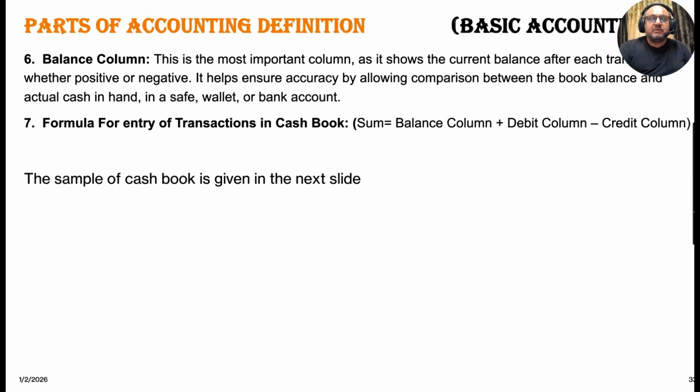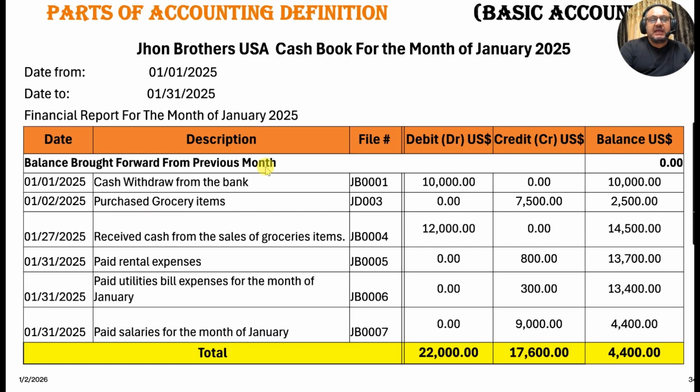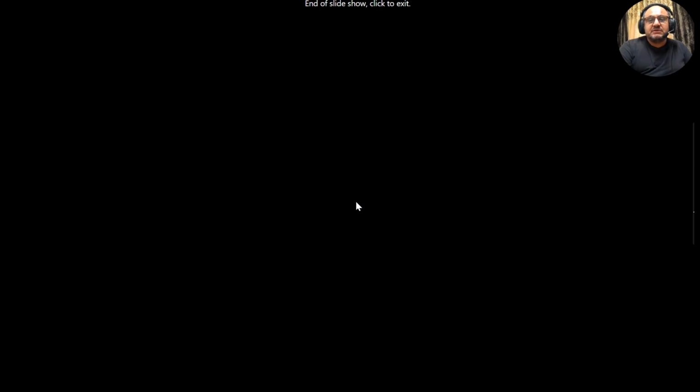Here, for example, I have given for the cash JB001, for the purchase of groceries 00 JB. This is not JB. Sorry, I would like to amend this. Just a minute.